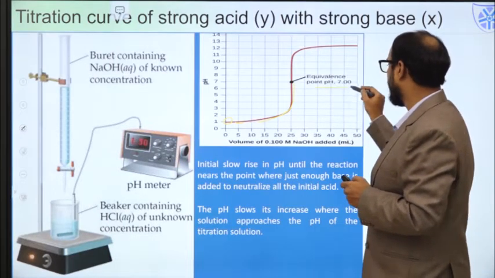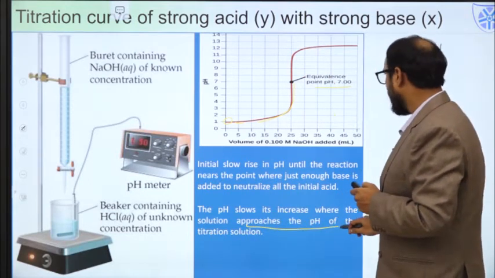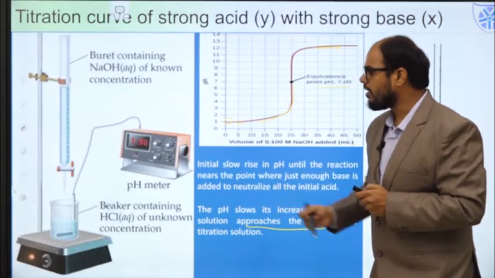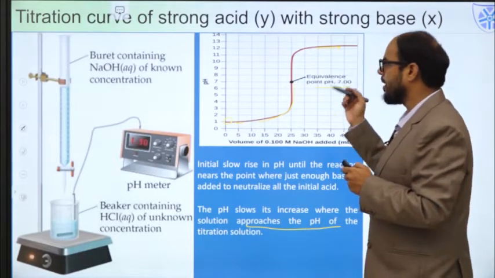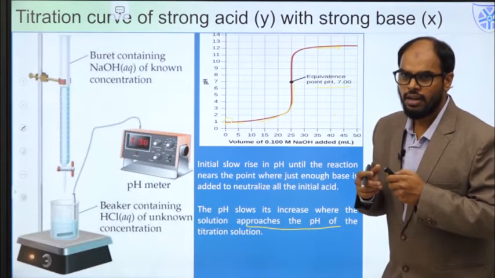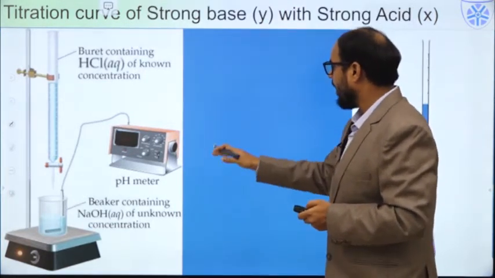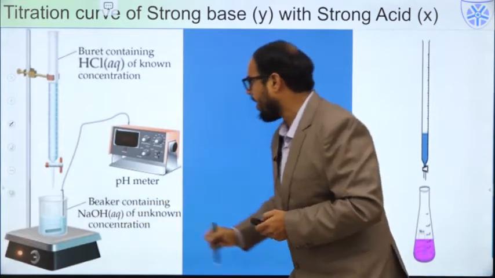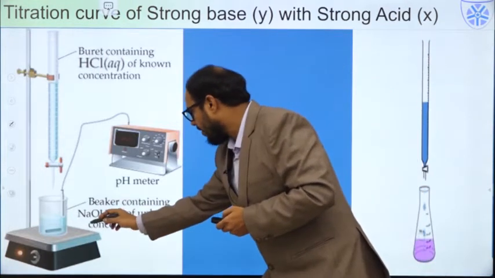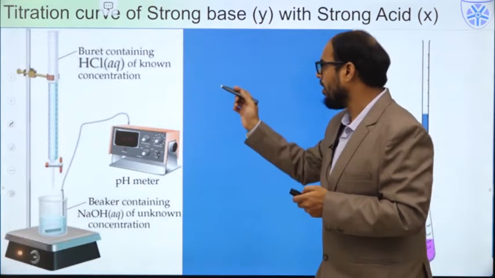Once it has reached the equivalence point, the pH value will slow down and reach a stage where the pH of the resultant solution is almost basic, because we have added a sufficient amount of sodium hydroxide from the burette. Let us try to understand the titration curve on taking sodium hydroxide in the beaker and HCl in the burette. In this case, sodium hydroxide is the analyte and HCl is the titrant with a known concentration.